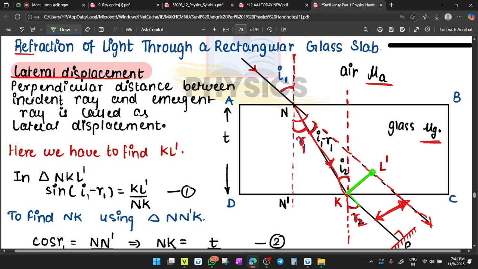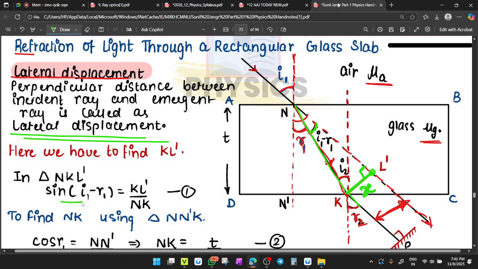It is called KL dash. The perpendicular distance between the incident ray and the emergent ray is called the lateral displacement. Clear or not? So you have to find KL dash here. I can suppose this distance as x. So how do you find this displacement KL dash? This angle is theta, and this is 90 degrees, a right triangle. Now sine theta equals perpendicular upon hypotenuse. So this angle equals I1 minus R1, the perpendicular becomes KL dash, and the hypotenuse is the side opposite the right angle. So this becomes NK. Clear or not?